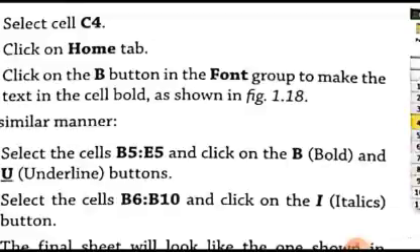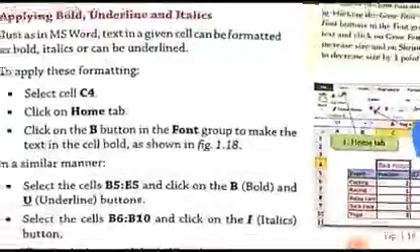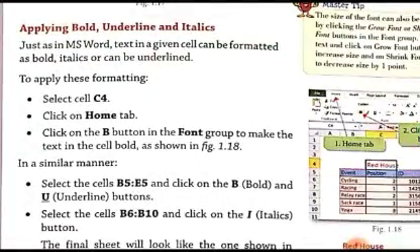Now first of all we are going to study making text bold. Very simple steps are there. Select the cell C4, or any cell which you want to make bold. First you have to select that, then click on the Home tab, then click on the B button in the font group to make the text in the cell bold. These three steps are very simple.